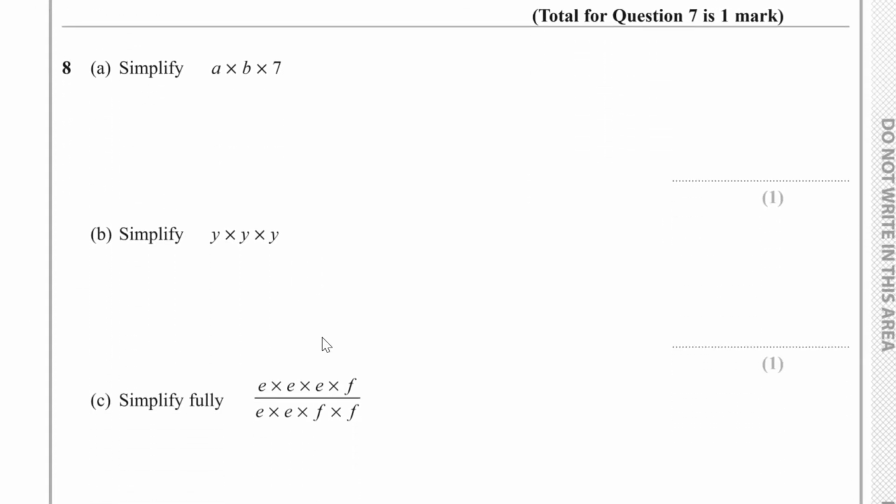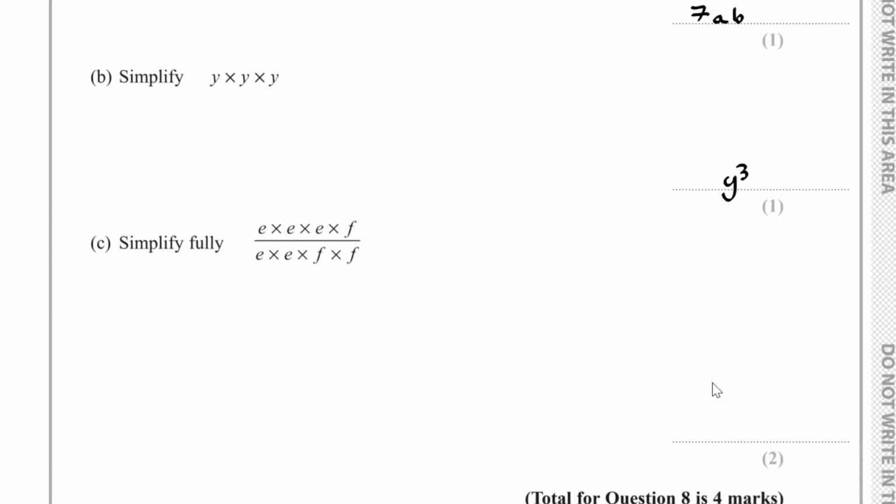Question number 8, for part A, we have to simplify A times B times 7. Well, here, in terms of the numbers, we have 7. We multiply that by A, we get 7A. We multiply this by B, we get 7AB. Now we have to simplify y times y times y. Well, over here we see that y is being multiplied by itself 3 times, so we have y cubed.